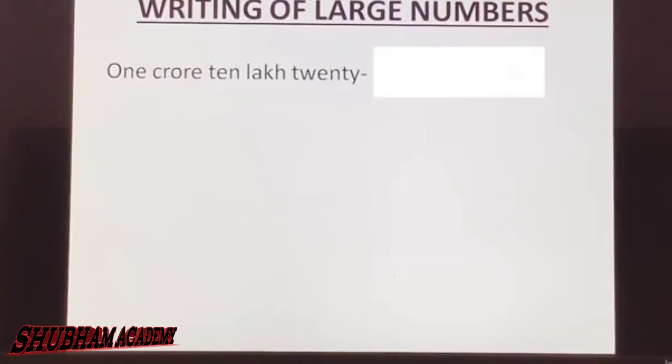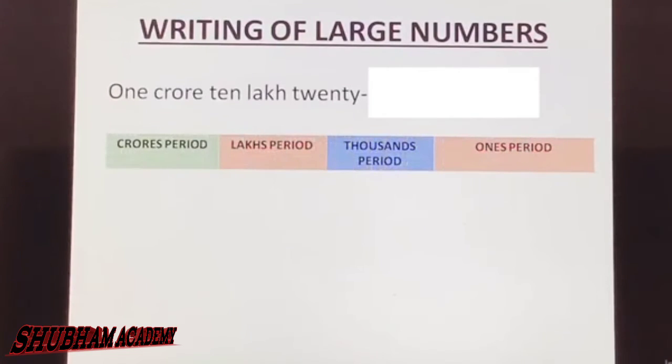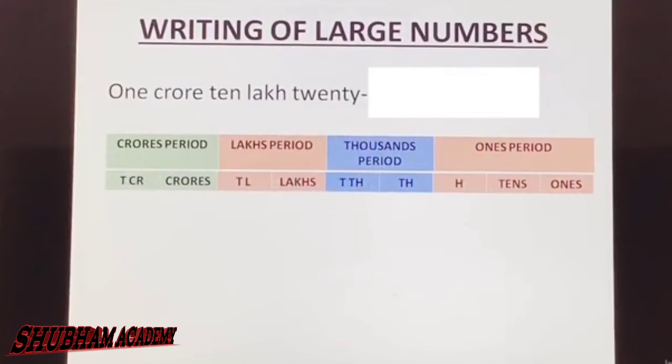Now one more example. Supposing you have the number written in words. 1 crore 10 lakhs 20. We'll write the place value chart. Now 1 crore. So 1 in the crore section. 10 lakh. 10 in the lakh section.